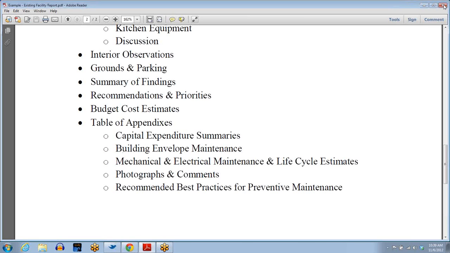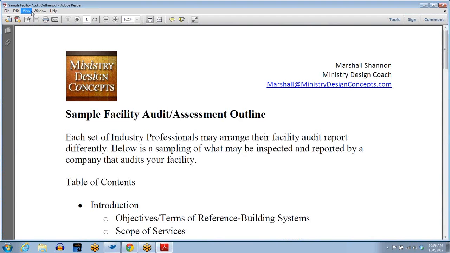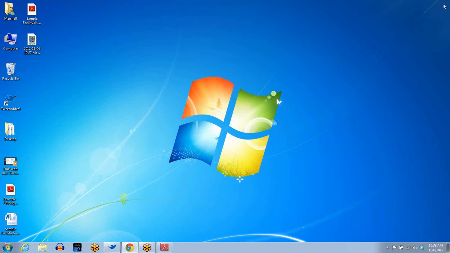The second document that I want to show you is a sample facility audit. I just gave you that, didn't I? Hang on just a moment.